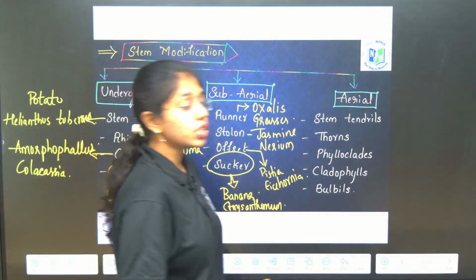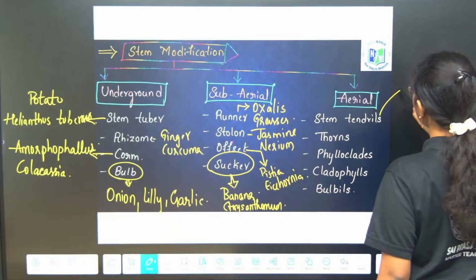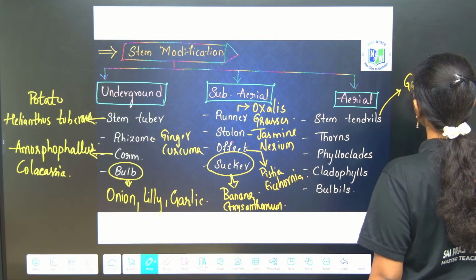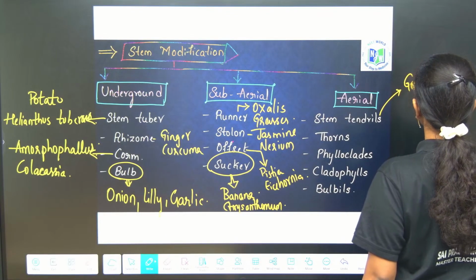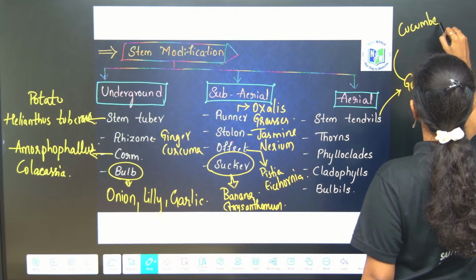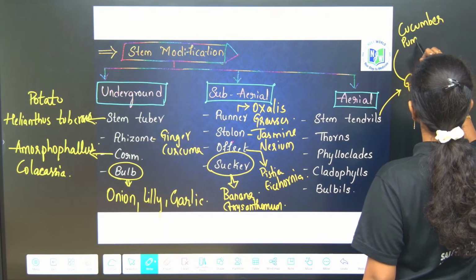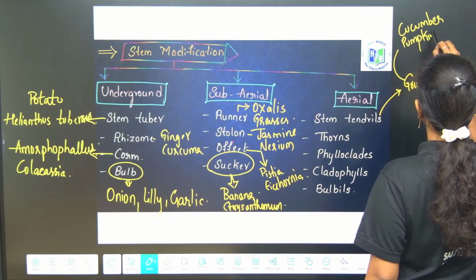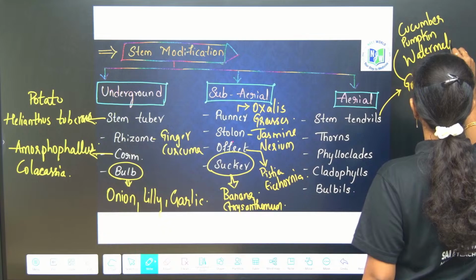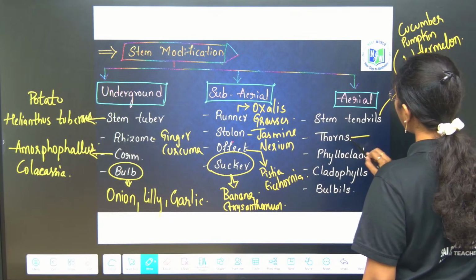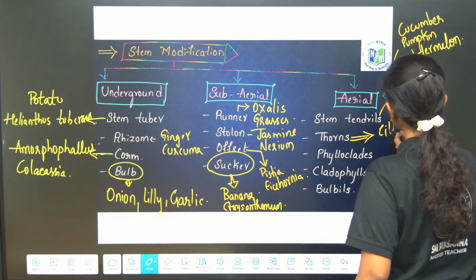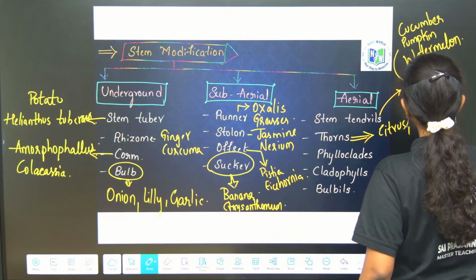Fine. Next, stem tendrils. Stem tendrils, if axillary bud is modifying to tendril, examples are gourds. Include cucumber, pumpkin and watermelon. Fine. And thorns. Thorns examples include what? Citrus and bougainvillea.